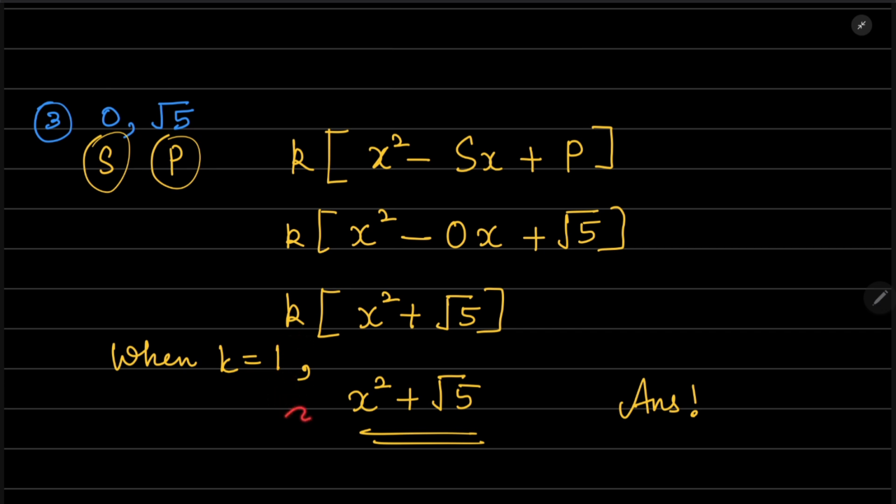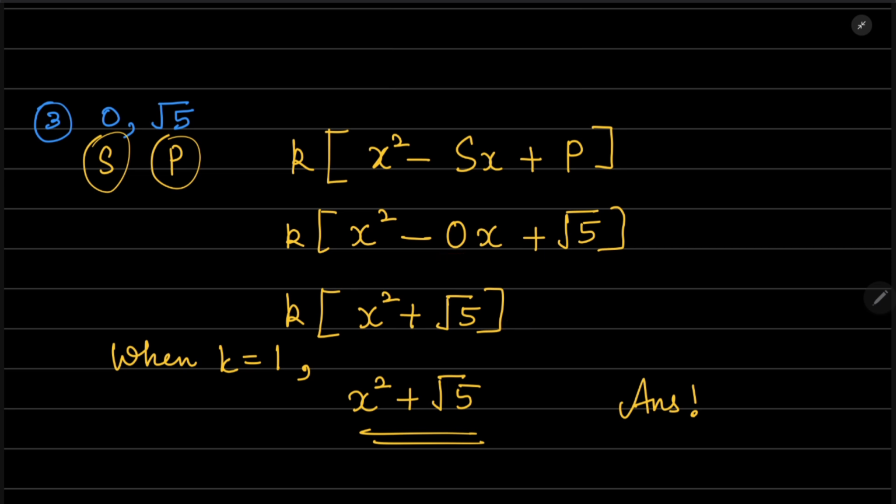Again, if you are taking k as 2, what will be the answer? 2x square plus 2 root 5. That's also right. Any answer is correct. But make sure you write the formula, then substitute it in the next step and then solve it.